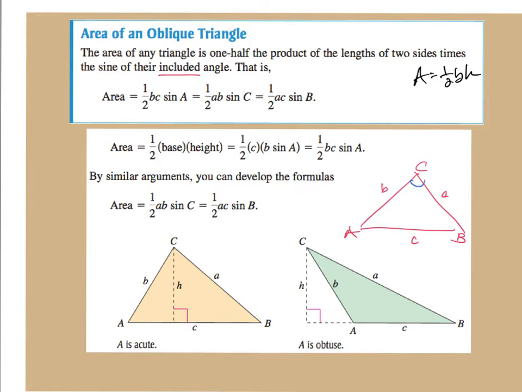All right. If I picked sides B and C, what would be my included angle? A. It would be the one between them. So the area equation is pretty simple. It's just 1/2 your two sides times the sine of your included angle. So it's 1/2 BC sine A, or 1/2 AB sine C. It's the one that's in between them.